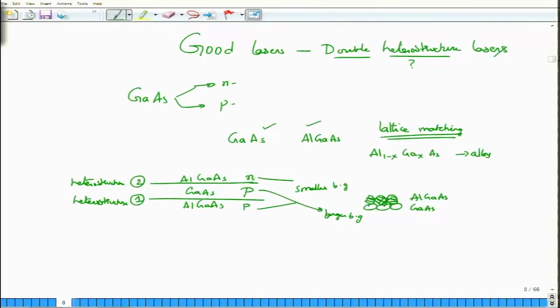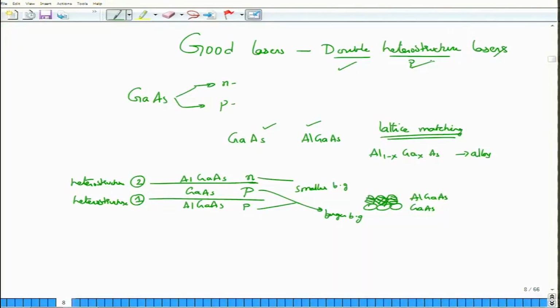Because these are two different types of band gaps, although they are lattice matched, they are dissimilar materials, therefore their properties are also slightly different. This capital P small p, capital P small n corresponds to two different heterostructure layers, and therefore together what you have is a double heterostructure laser. There are two layers and both of these layers are heterostructures. What is the advantage of this?